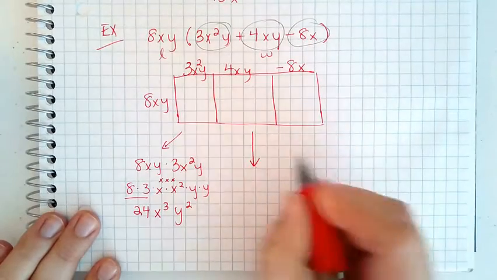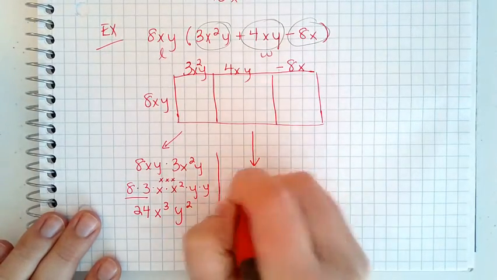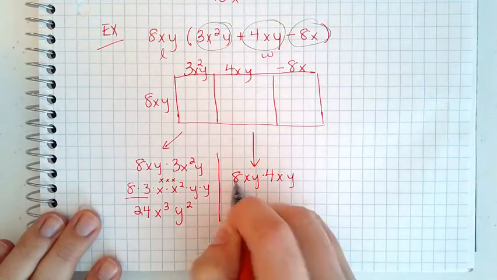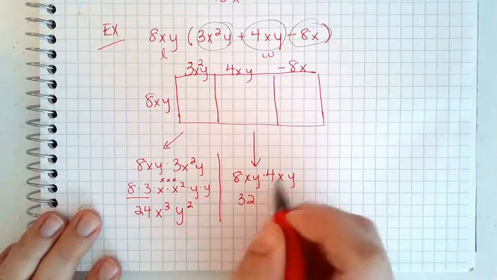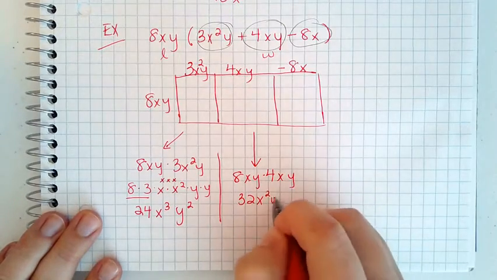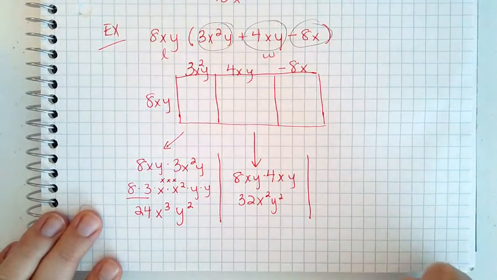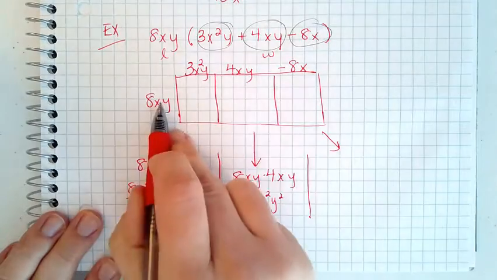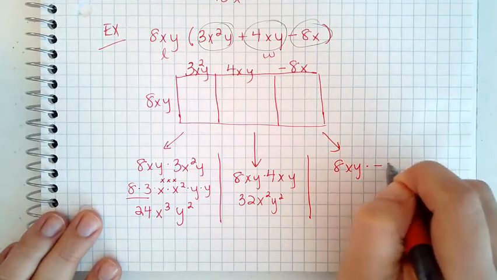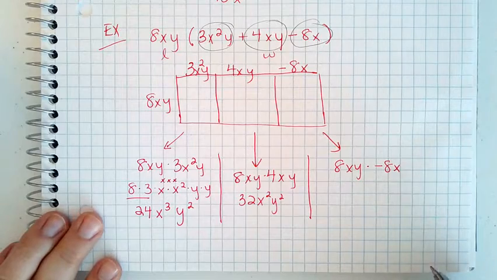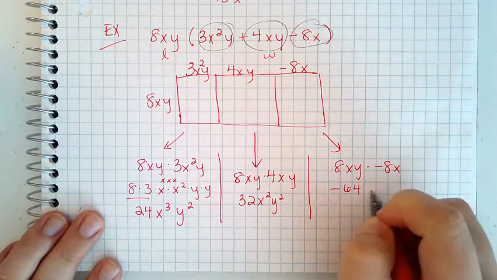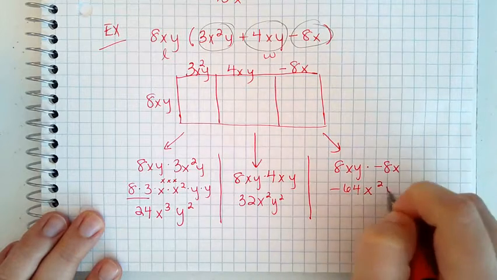This box is 8xy times 4xy. 8 times 4 is 32. X times x is x squared, and y times y is y squared. And then my last box is this times this, 8xy times negative 8x. 8 times negative 8 is negative 64. X times x is x squared, and y is y.